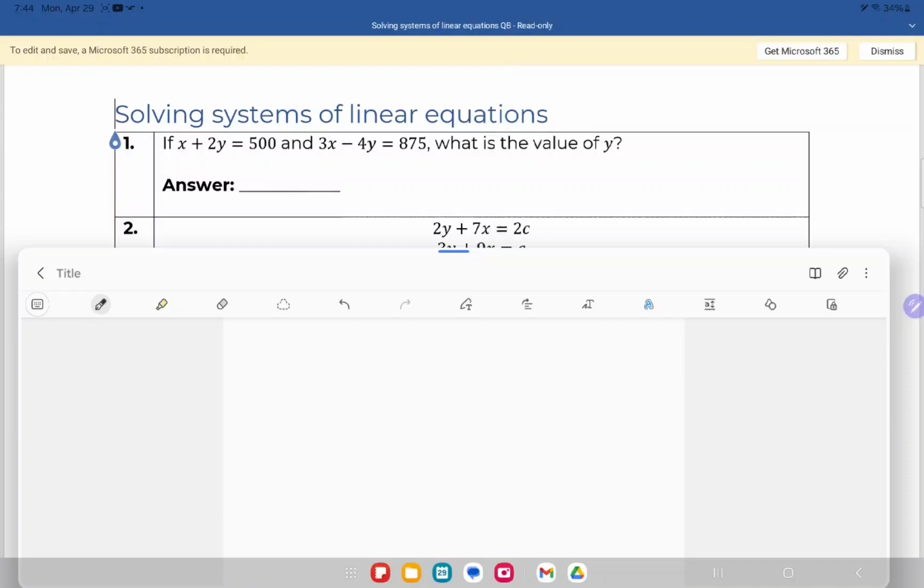So this is going to be a solving session for the homework. I'm going to be solving the homework so that you can check your answers.